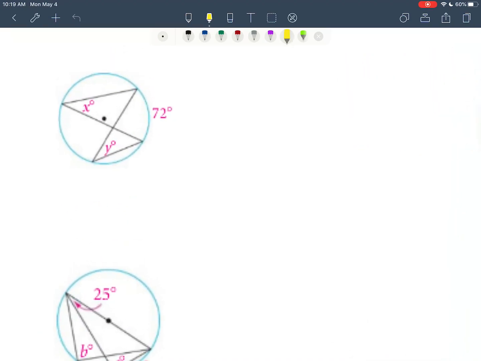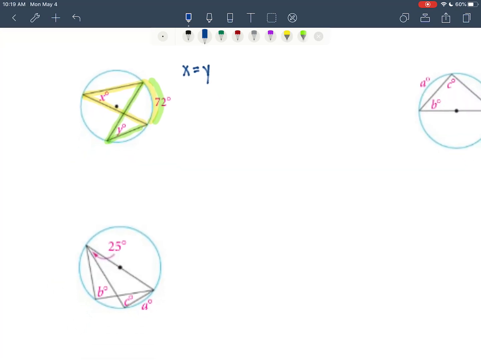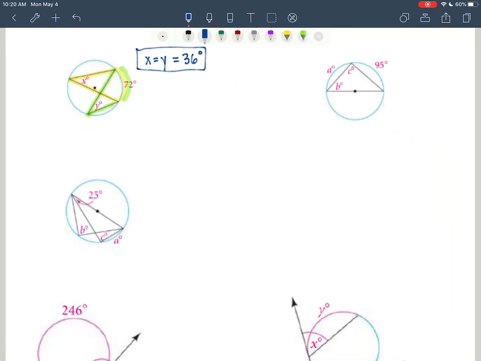Okay, in this diagram I have an inscribed angle, X, that is attached to an arc that's 72 degrees. I also have an inscribed angle, Y, that's attached to that same arc of 72 degrees. So if I find the measure of one angle, I'll know the measure of the other because X is going to equal Y. Well, the arc is 72 and the angle is going to be half of that. So I get 36 degrees for both X and Y. X equals Y, which is equal to 36 degrees.